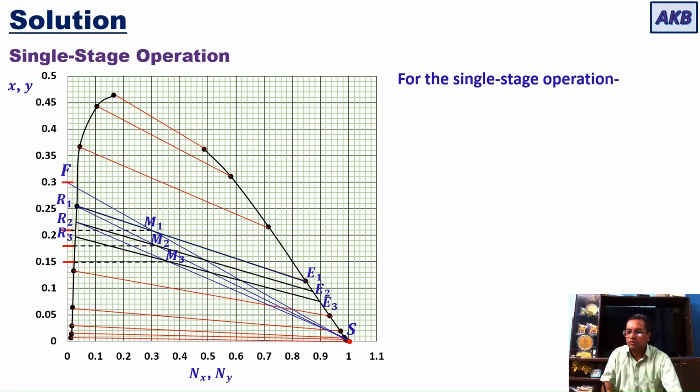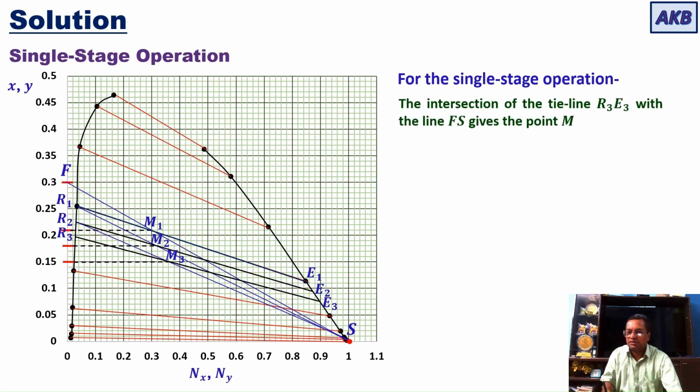For the single stage operation, the intersection of the tie line R3E3 with the line FS gives a point that will be used in this calculation. Why R3E3? Because we need to get the raffinate composition that is represented by point R3. So the concerned tie line is R3E3 and we are interested to find out its intersection with the line FS, and that intersection point we will call point M, and we are going to use that in our calculation for the single stage operation.